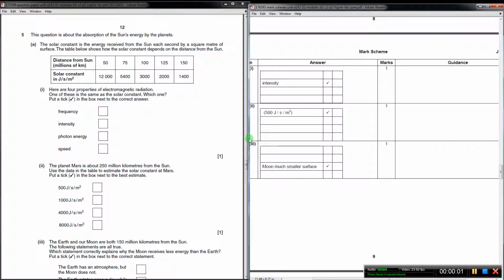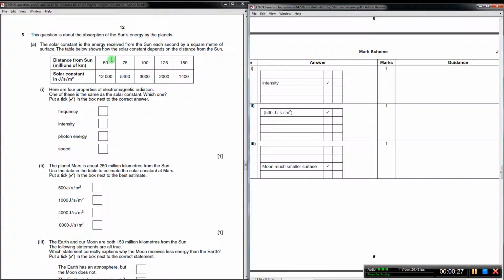Okay, so question 5 is all about radiation intensity to start with, and then the greenhouse effect in the later part. So you're given a table of data, which almost certainly means you're going to need to use it, and it says the solar constant is the energy received from the sun each second by a square metre of surface, and the question is about absorption of the sun's energy by planets. The table below shows how the solar constant depends on the distance from the sun.